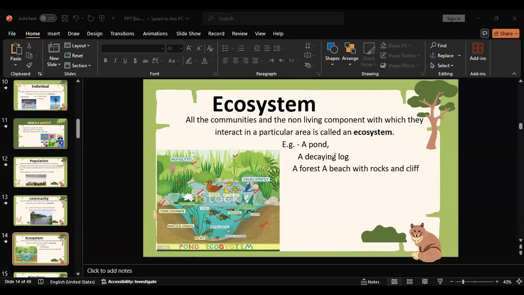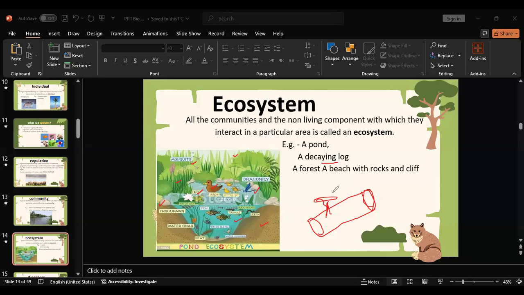Okay, decaying log. Decaying log means what? Sometimes you may see a log that is going to decay, right? In that also you may see the mushroom and some other microorganisms, that is fungi, bacteria. So that is also one of the ecosystems. The log will be the non-living thing. Another thing, the mushroom is the living one. That is one community. You may see not only one type of bacteria, different types of bacteria, fungi, everything is there.